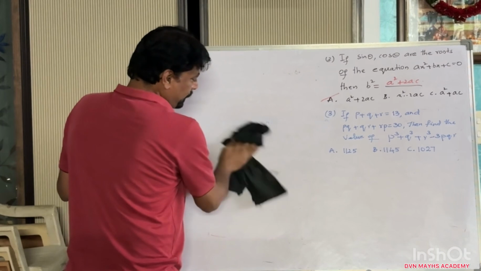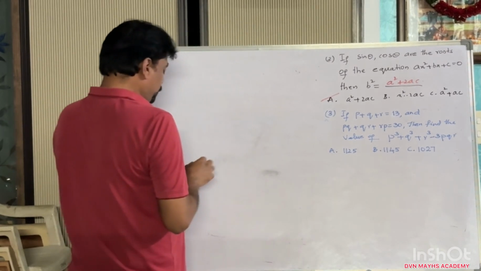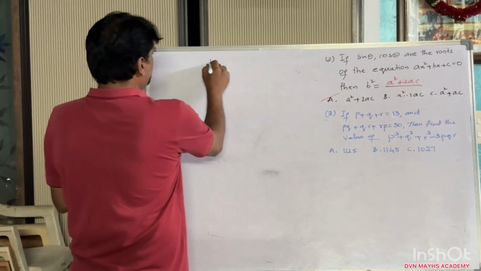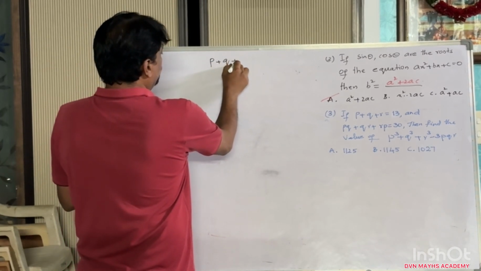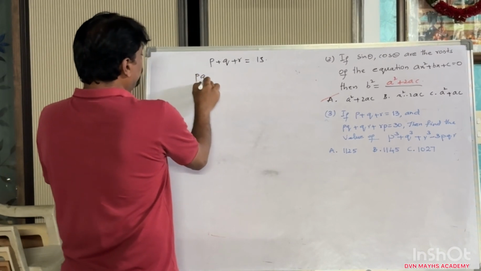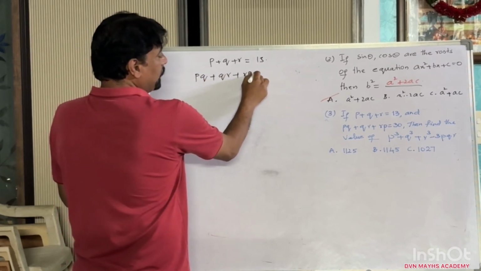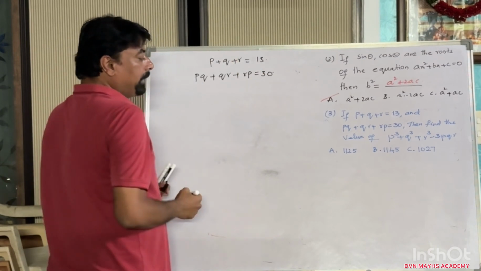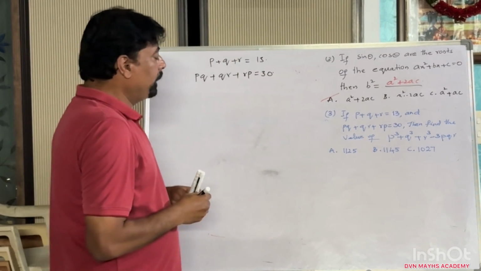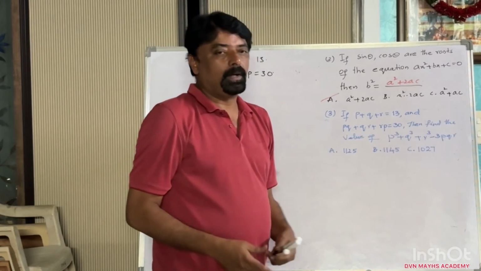But while seeing that question, you feel it is very complicated, because here the given values are p plus q plus r is equal to 13, and pq plus qr plus rp is equal to 30. Now I need to find the value of p square plus q square plus r square minus 3pqr.